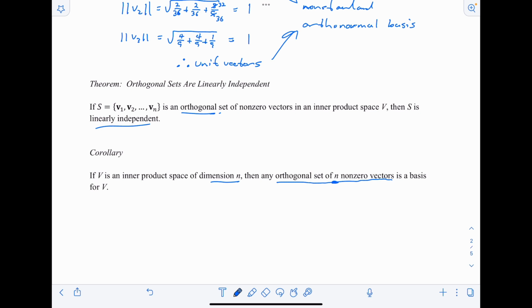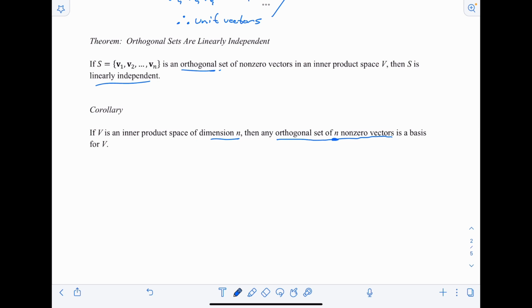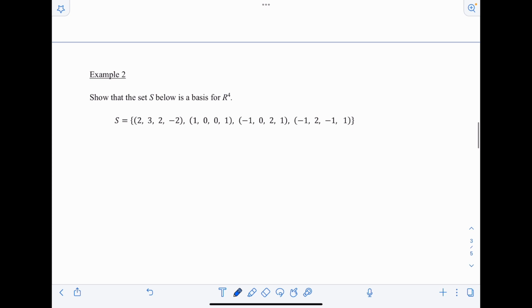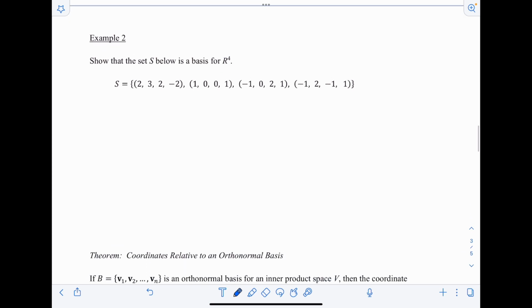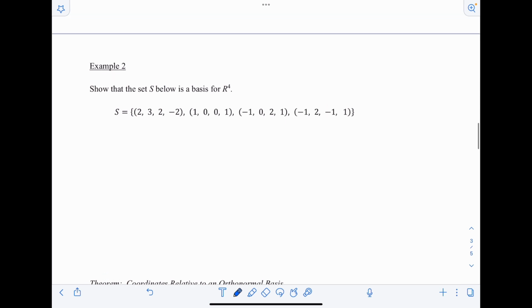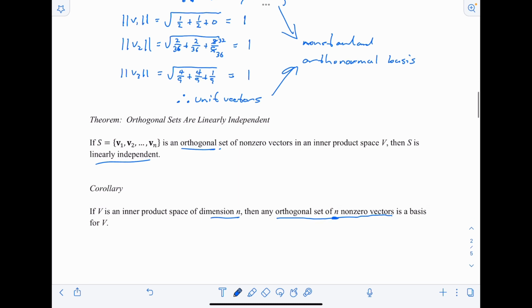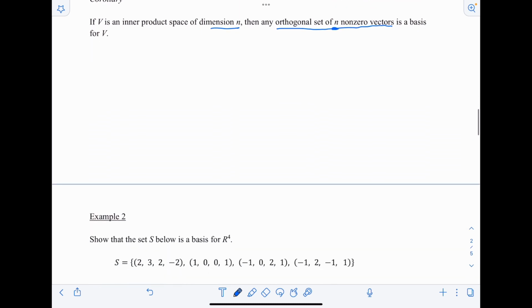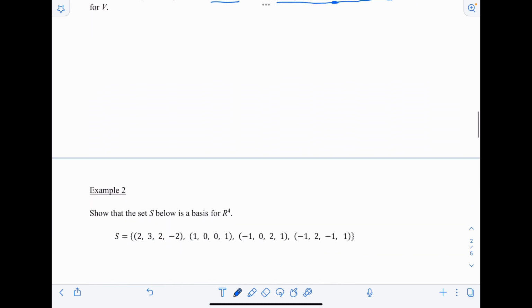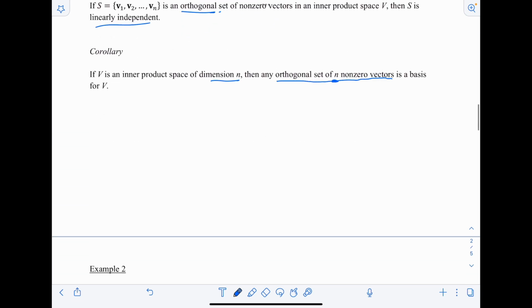Okay. So I don't really want to say much more than that. We're just going to jump right into an example that's just going to kind of add to what we've been doing here. So we're going to show that the set S below is a basis for R4. Now, if we can show that these vectors are all orthogonal to each other, we don't have to then go on and do the rest of this. We just know that it is an orthonormal basis, okay?